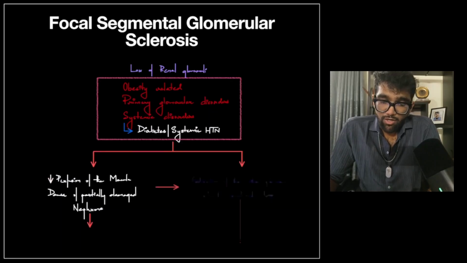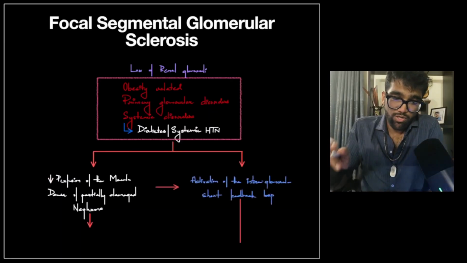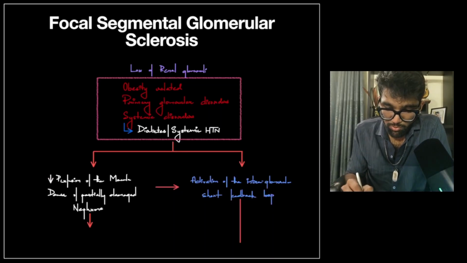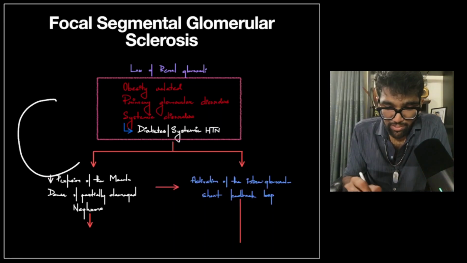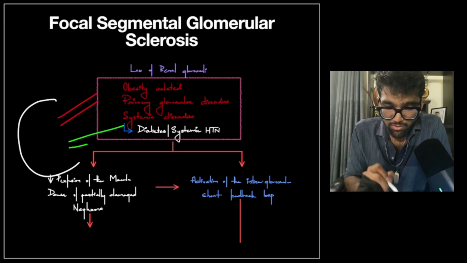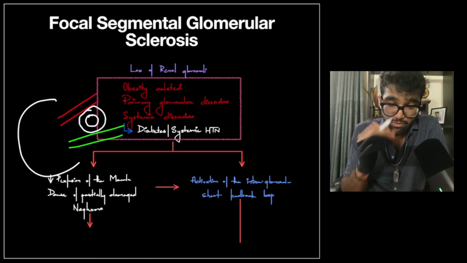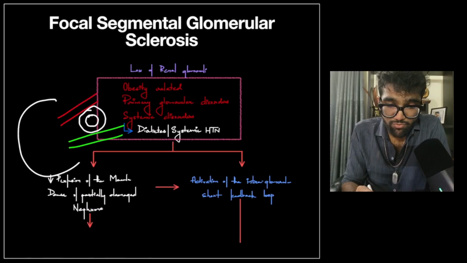Now, along with that, there is activation of the intraglomerular short feedback loop. That is basically when you have a glomerulus, say this is your glomerulus, there is an afferent arteriole going into the glomerulus and there is an efferent arteriole coming out of the glomerulus. In between that, in the corticomedullary junction glomeruli, you have a tubular cell passing in between. These tubular cells form what is known as the juxtaglomerular apparatus, or the JGA.